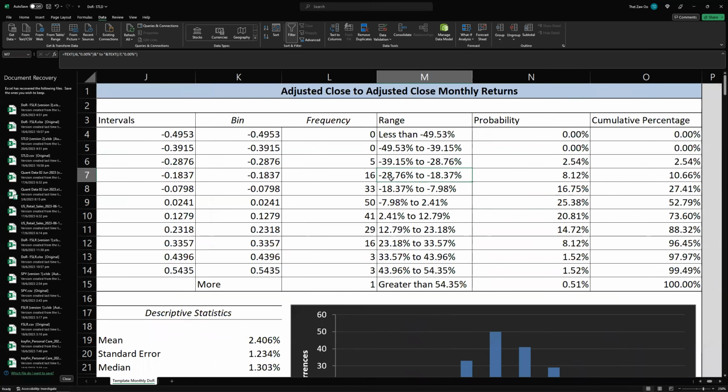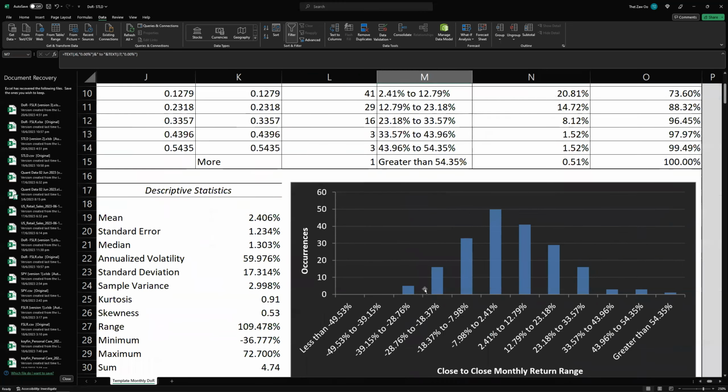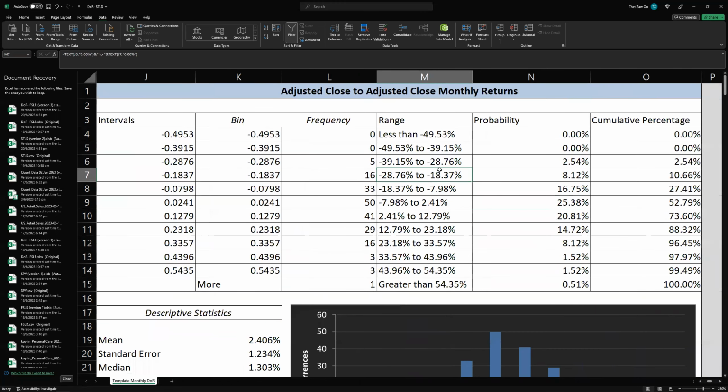Negative 18 to negative 28%. What is the frequency? You can see as we get closer to the mean, the frequency becomes higher and higher, so we are moving up this bell-shaped curve. For negative 18 to negative 28, there are a total of 16 counts. That accounts for 8% of the data.